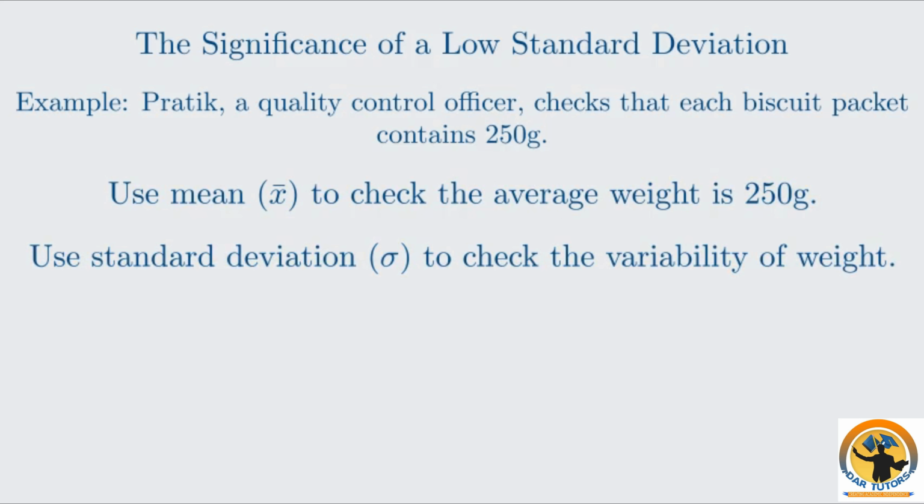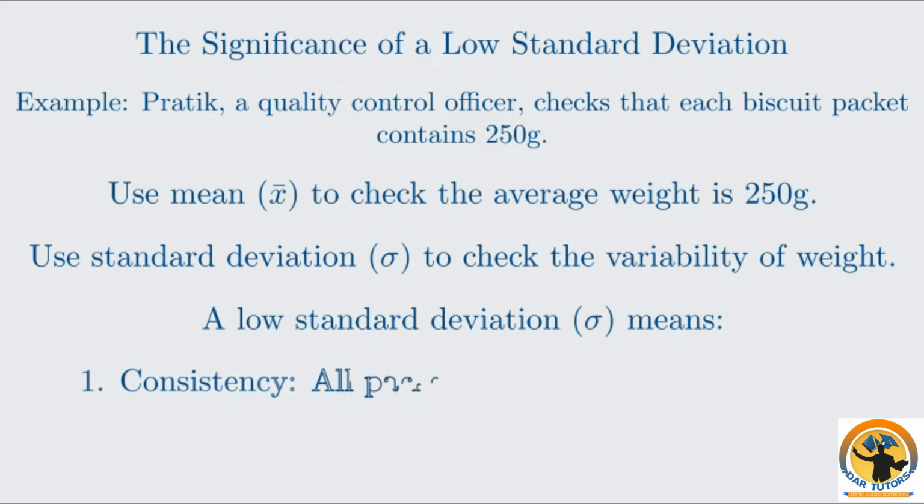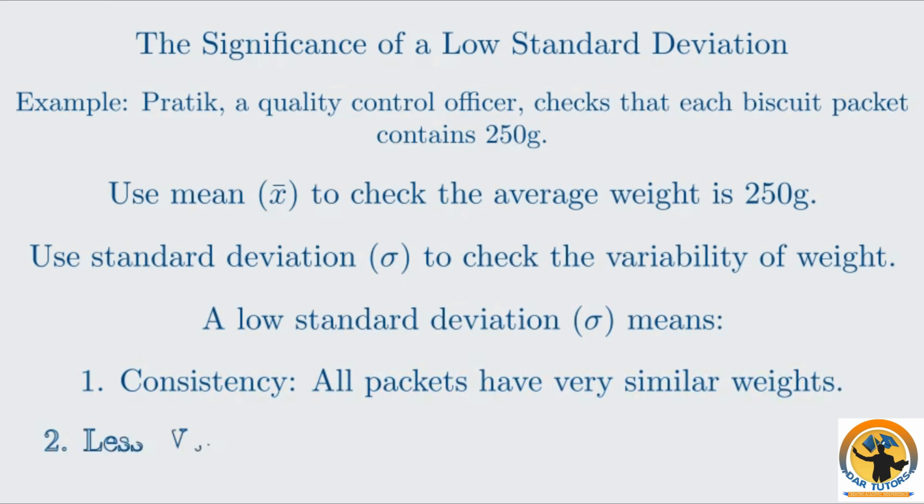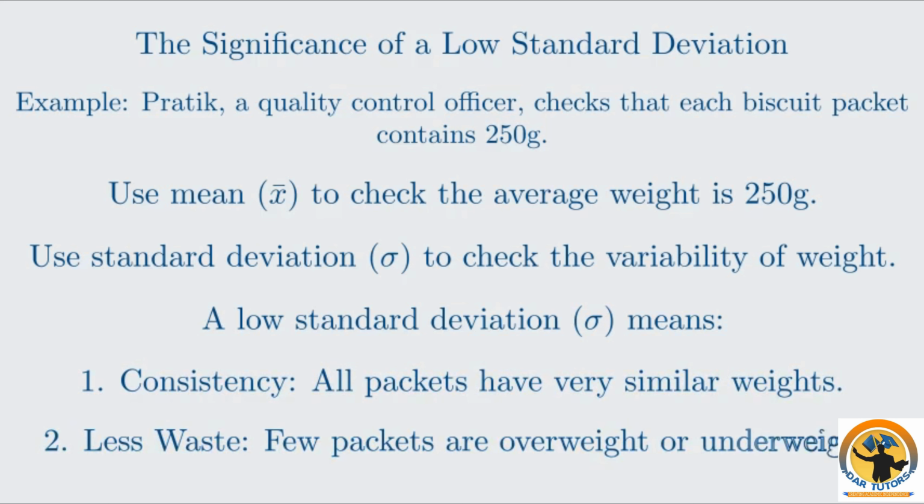What is the significance of finding a low standard deviation? A low standard deviation means that the weights of the packets are clustered very close to the mean. For example, if the mean is 250 g and the standard deviation is 1 g, it means most of the packets will weigh between 249 g and 251 g. From a quality control perspective, this is excellent. First, it means consistency. Every customer gets a packet that is very close to the advertised weight. Second, it reduces waste. There are very few packets that are significantly overweight or underweight.